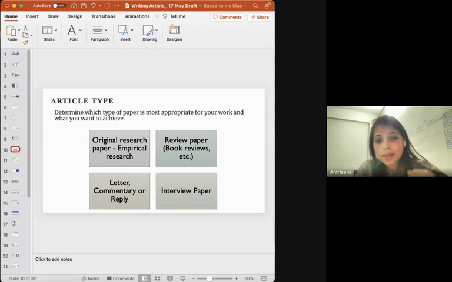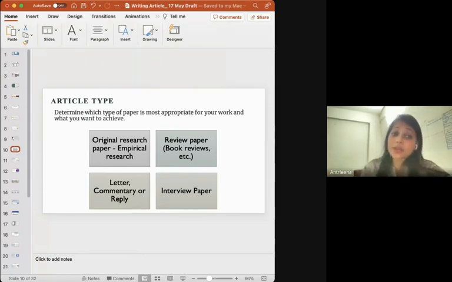So again, is it a review paper? Thirdly, are you writing a letter, commentary, or reply? For instance, there are a lot of articles that are replies to other articles. A very interesting article has been published. Now you have read the article, and you disagree with it, or you agree with it very strongly, and you have your own comments to make.